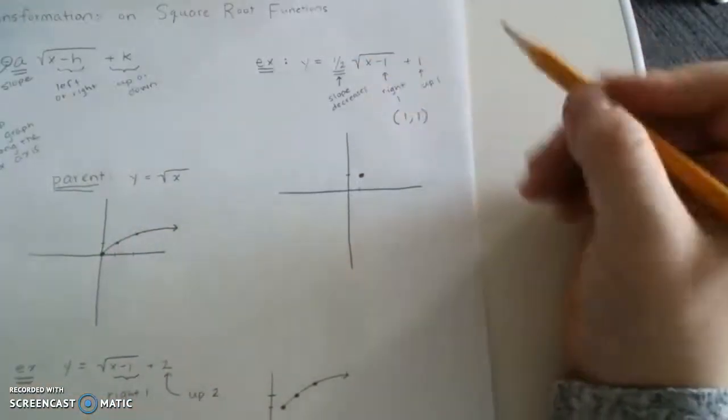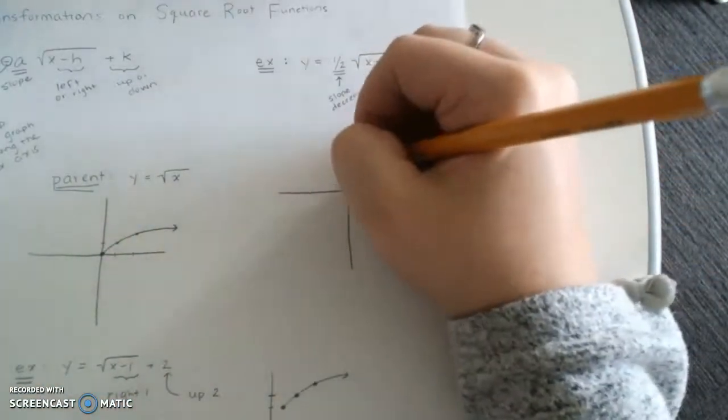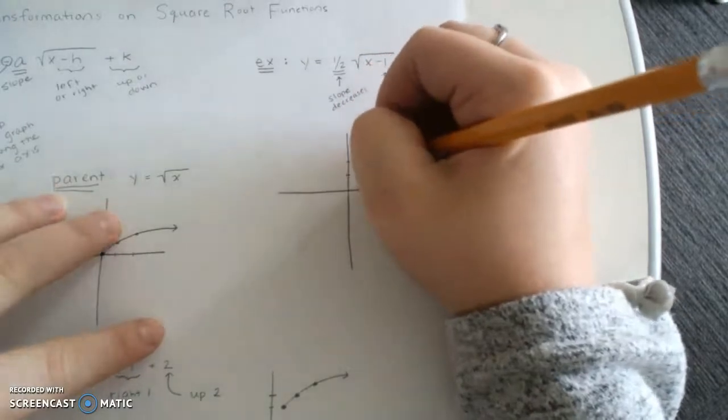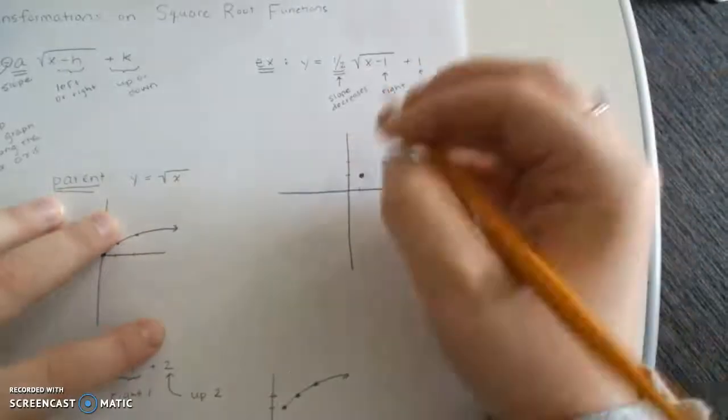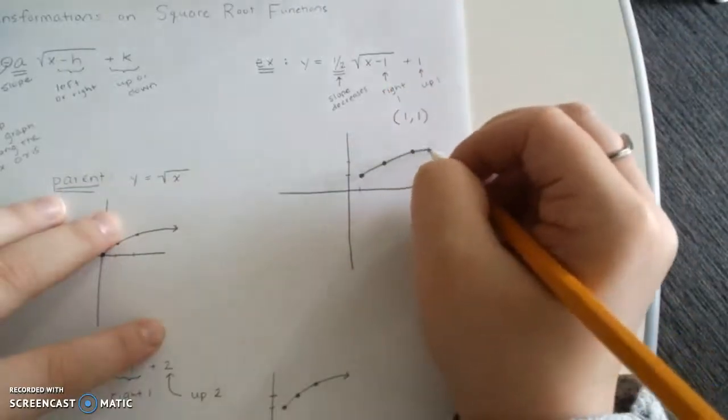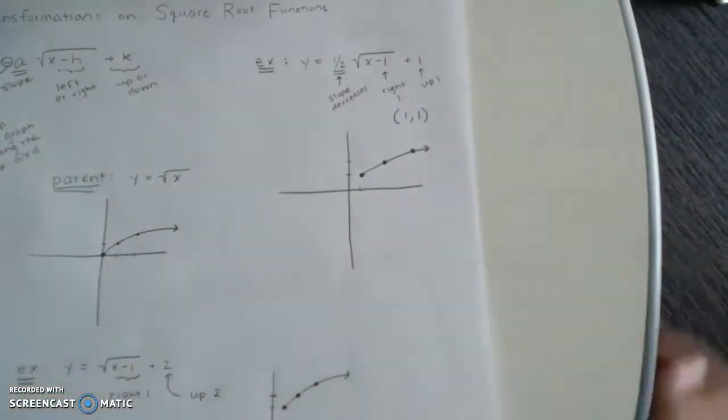And now my slope is 1 over 2. So I'm going to go up 1 over 2. Up 1 over 2. And that is my new graph.